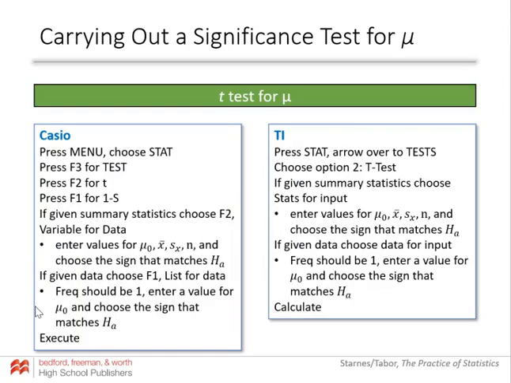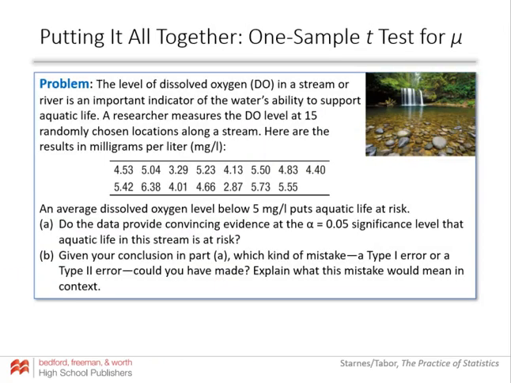So here are the steps for that. Okay, very similar to what we did for proportions in the last section. We're going to the tests and we're choosing t-tests. Okay, so t-tests on the TI. In the Casio, we're choosing the t-menu and then one sample, one S. Okay, and then just like before, we're entering the pertinent values and then choosing the direction that matches our alternative hypothesis. So let's look at an example.